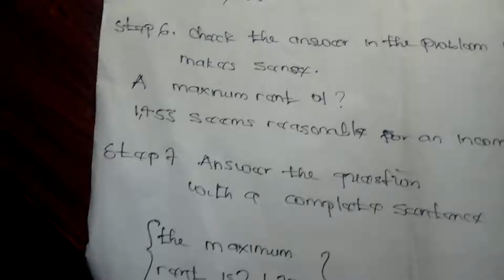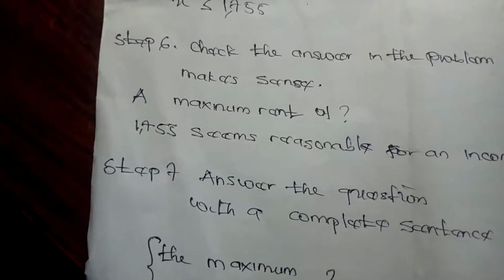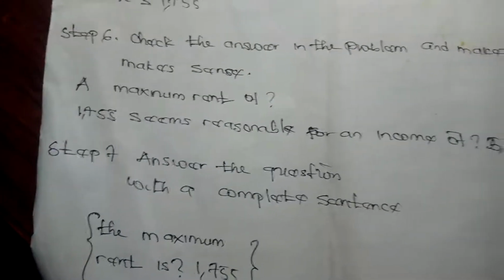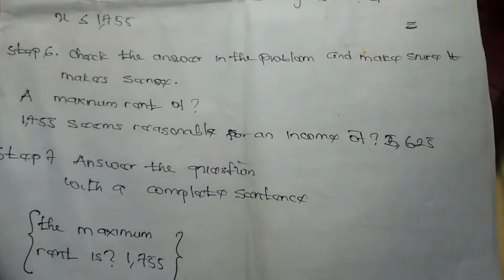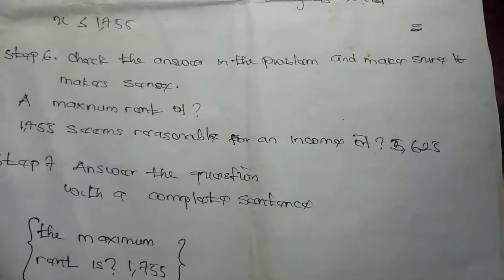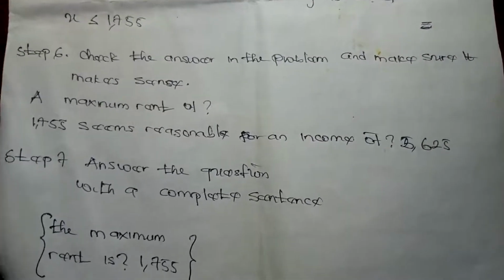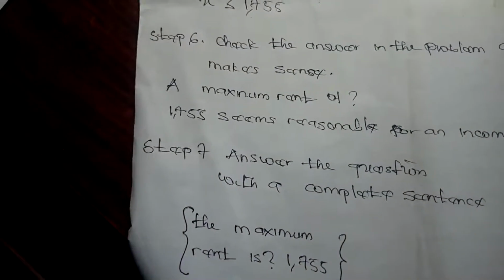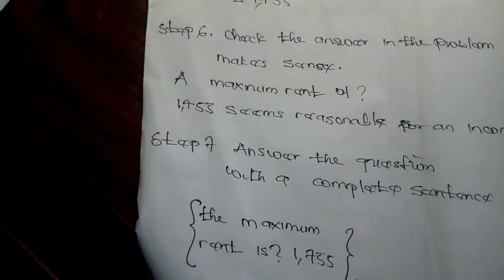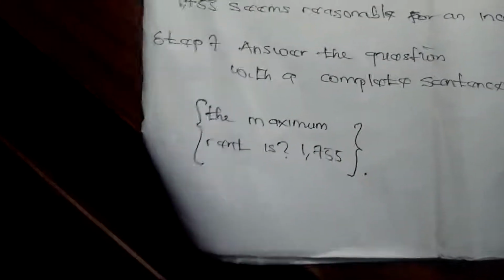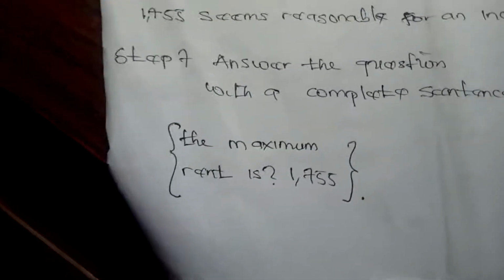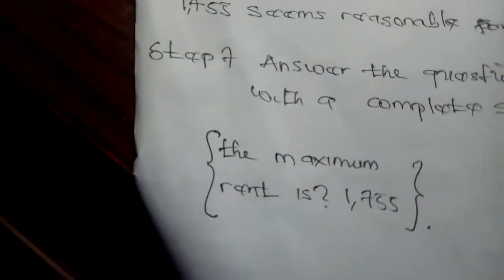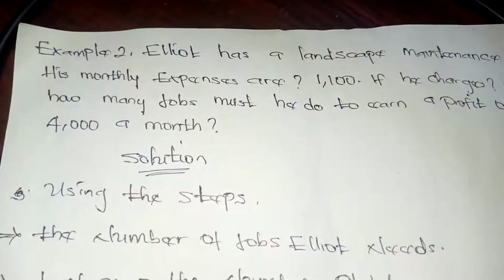So now, a maximum rent of $1,755 seems reasonable for an income of $5,625. So now, step 7, answer the question with a complete sentence. So the maximum rent that a man needs to pay is $1,755. Now go to example 2.